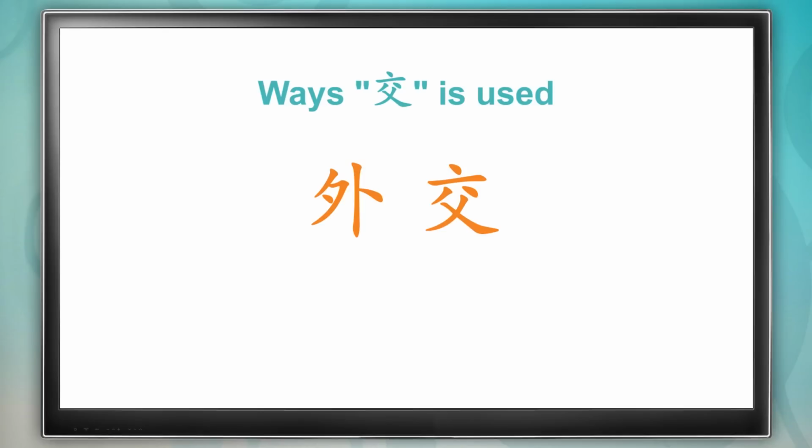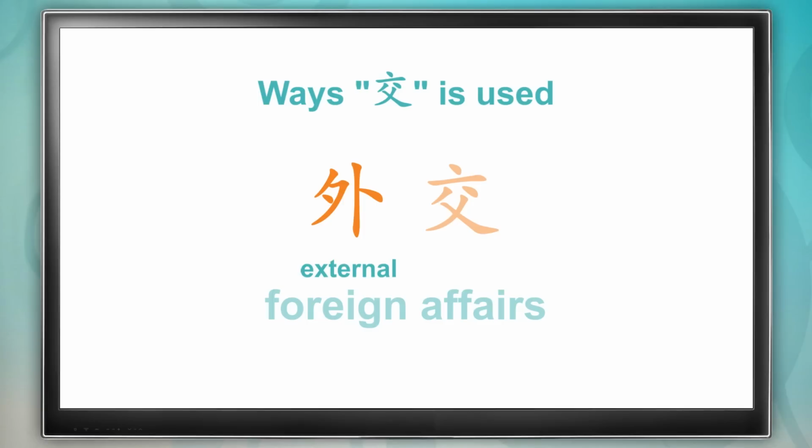This word is 外交. It refers to foreign affairs or diplomacy. 外 is a character we learned in our first Yoyo 300 character course. It means external. And in this case, 交 means to interact. You can see why these two characters created a compound word that means foreign affairs.